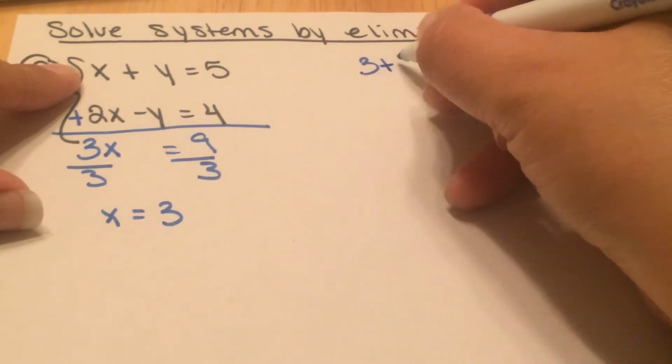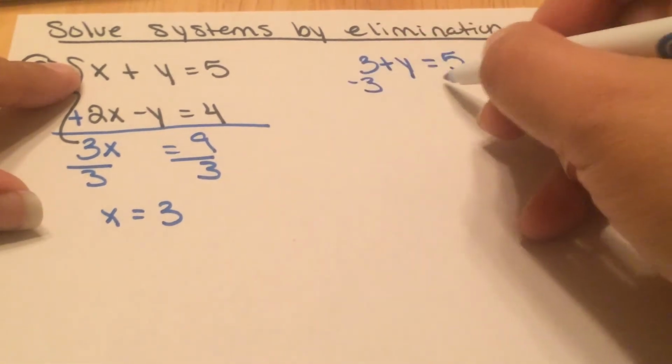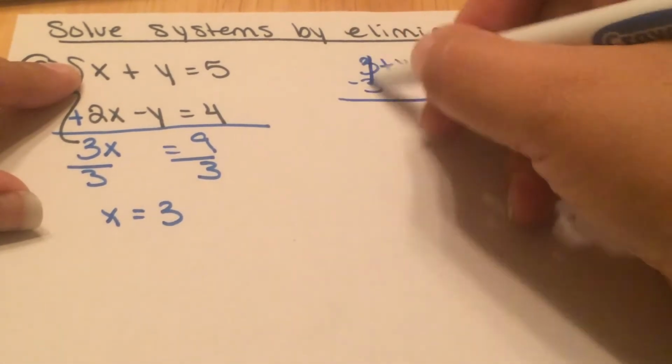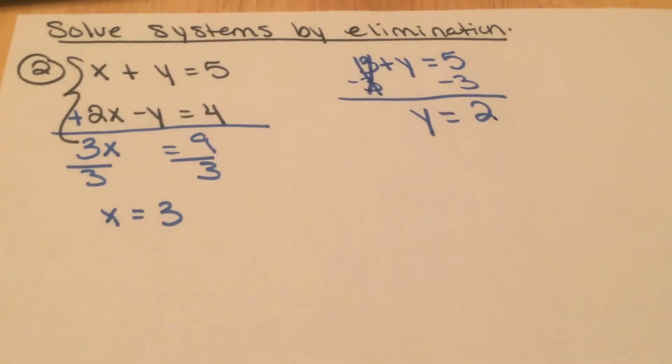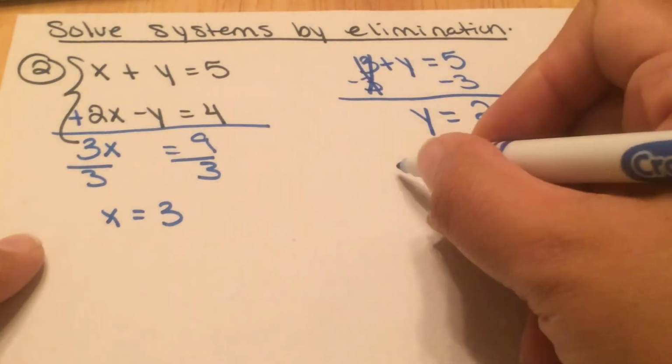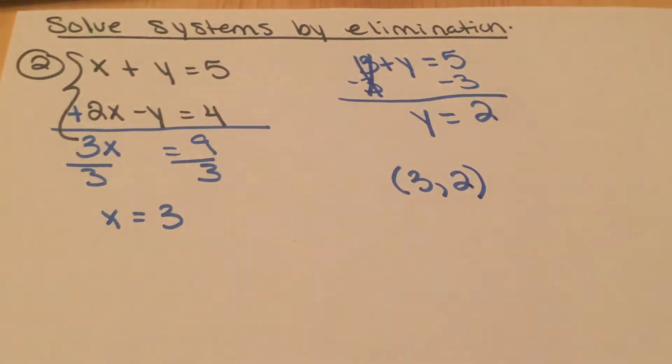So 3 plus y equals 5. When we subtract our 3 from both sides, we're going to get y equals 2. But again, this has to be an ordered pair. So our ordered pair is going to be (3, 2). And that is going to be our answer.